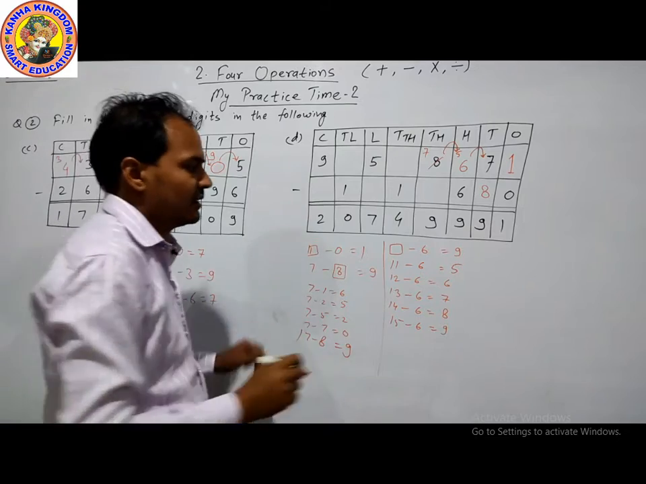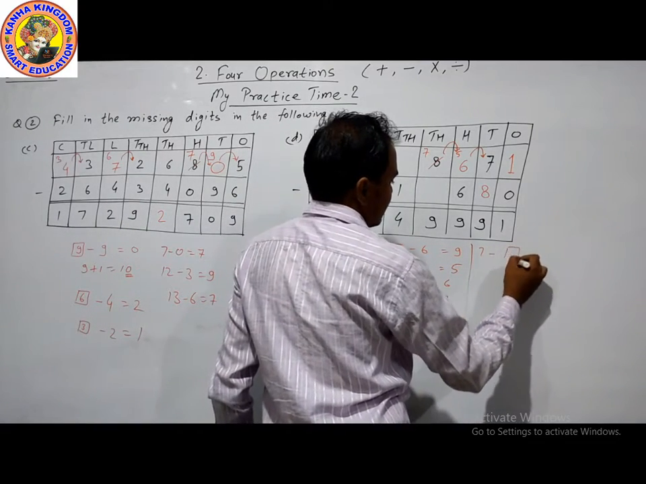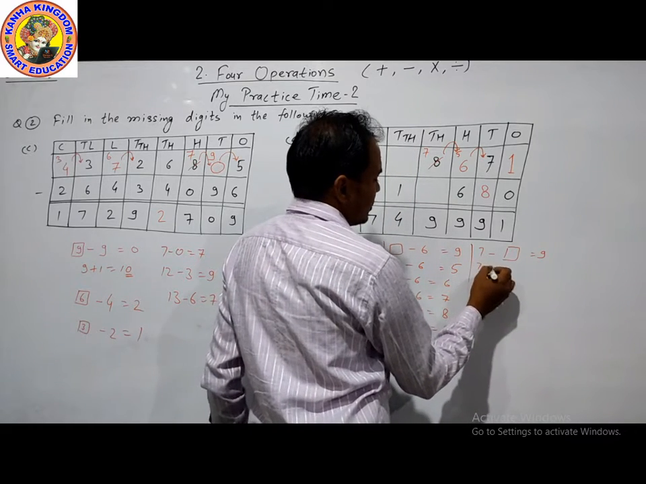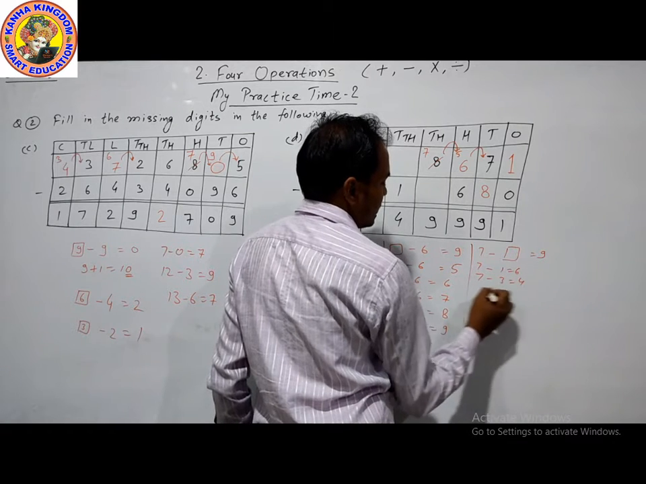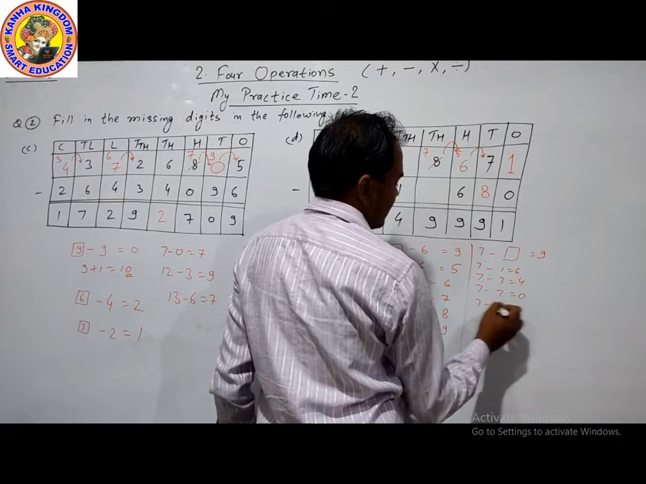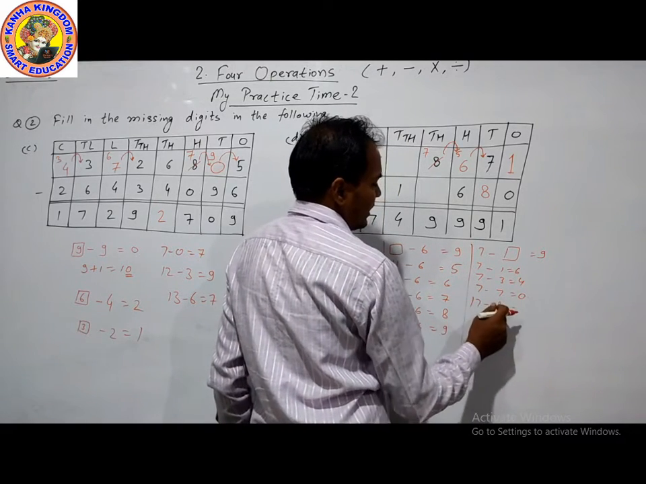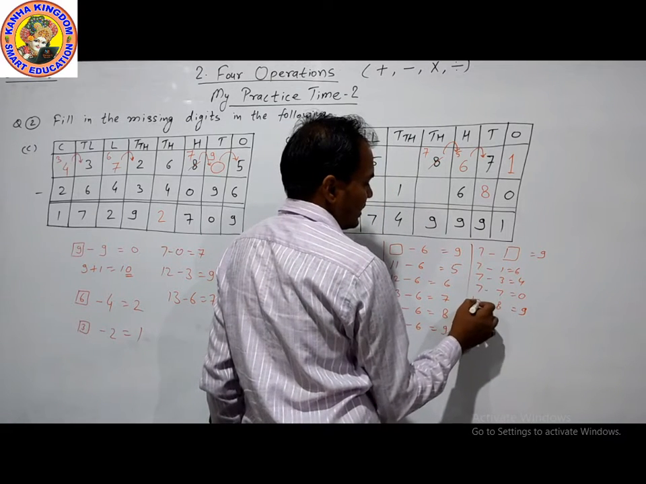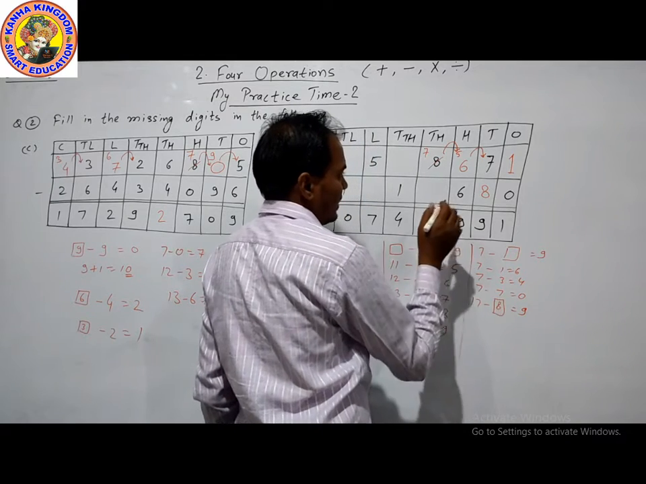This will be 7. Now attending to 7 minus something is equal to 9. 7 minus 1, 6. 7 minus 3, 4. 7 minus 7, 0. 7 minus 8 is not possible. Taking a borrow point, 17 minus 8 is equal to 9. So this is correct. This is over.